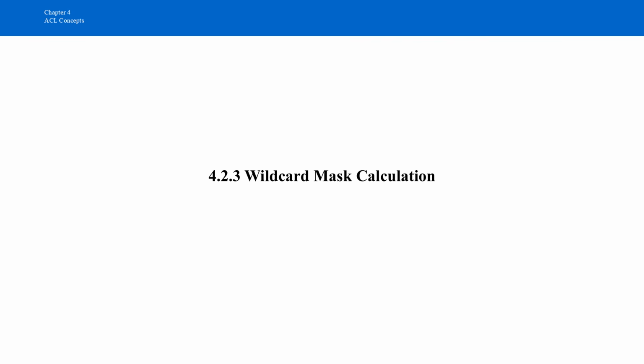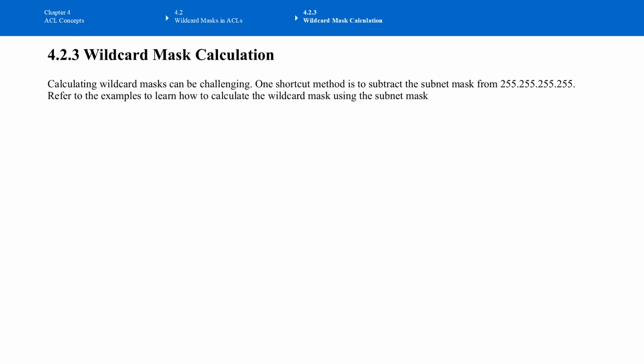4.2.3 Wildcard mask calculation. Calculating a wildcard mask can be challenging. One shortcut method is to subtract the subnet mask from 255.255.255.255. Refer to the examples to learn how to calculate the wildcard mask using the subnet mask.